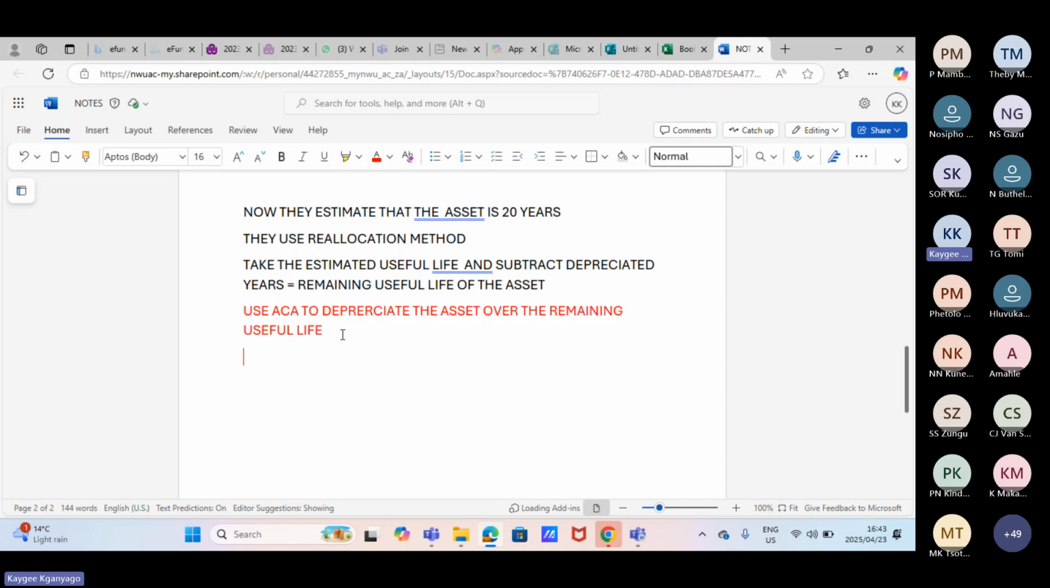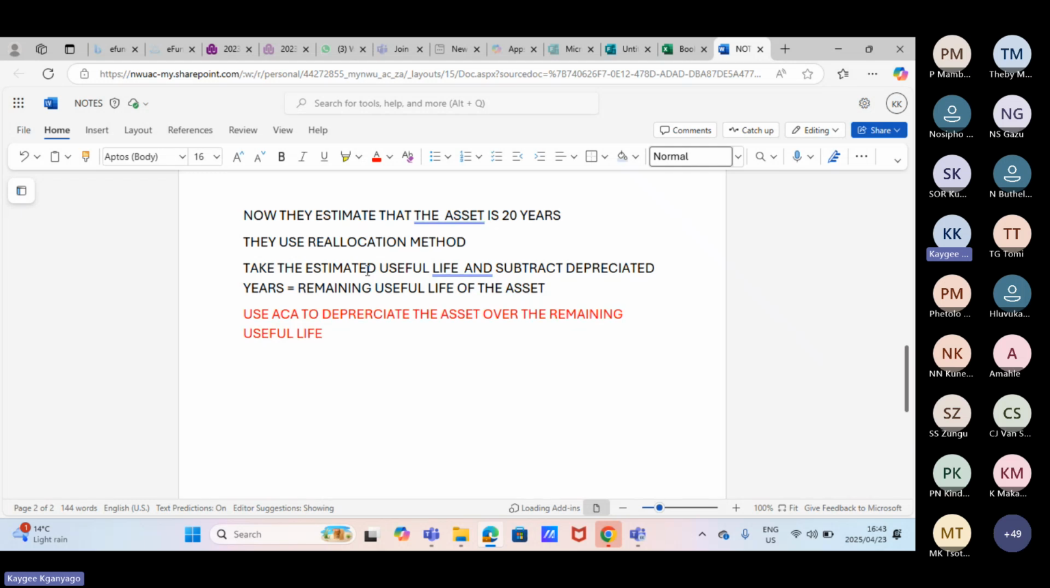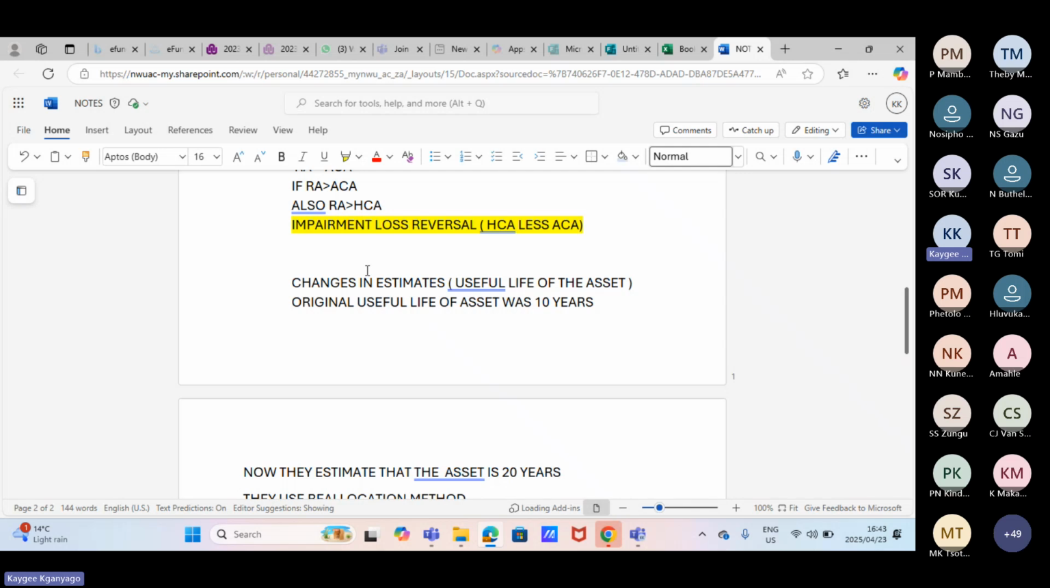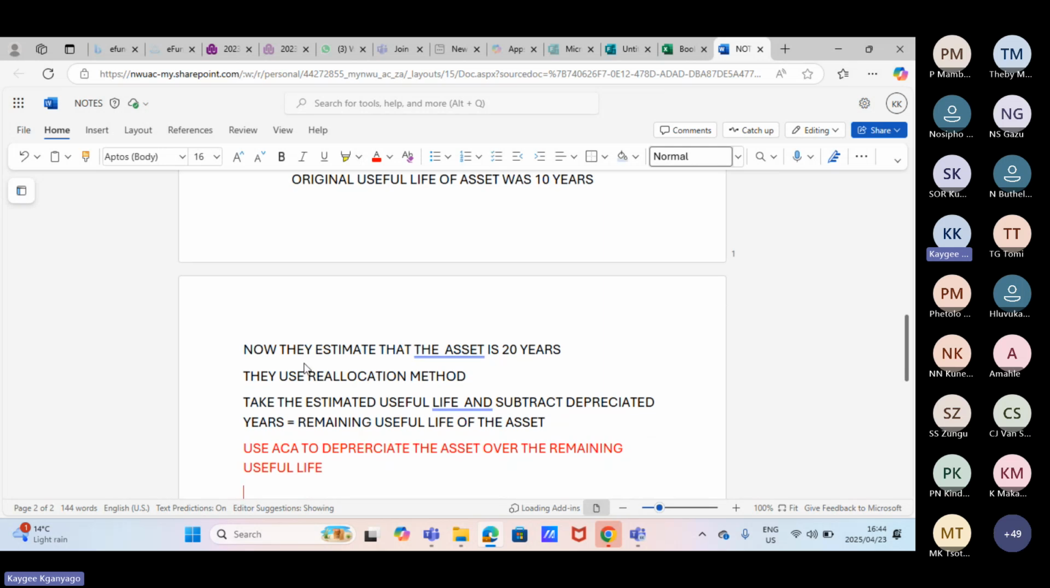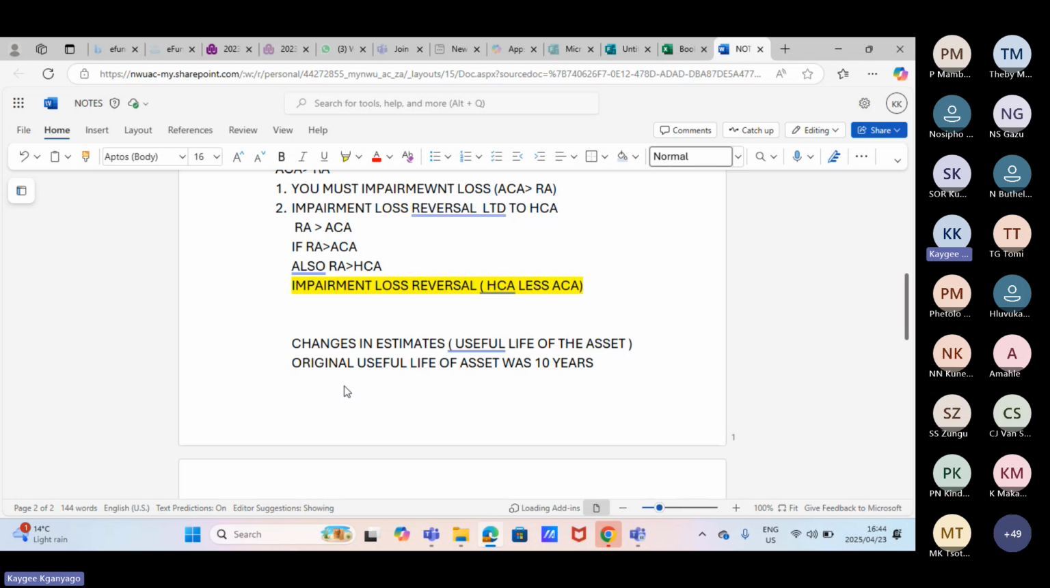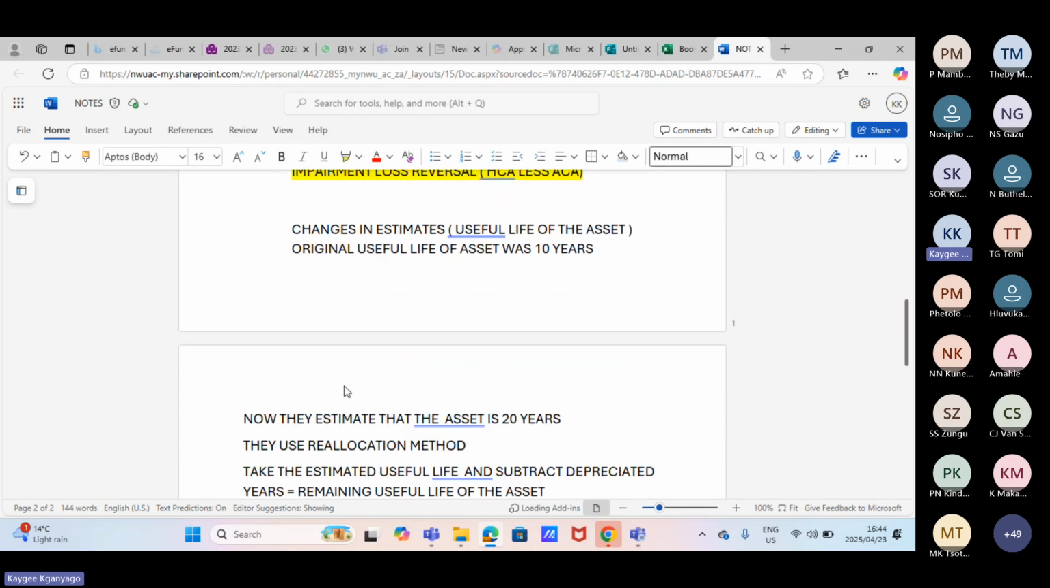So the catch-up method. Here, they say you must adjust the carrying amount as if the new estimate was used in the beginning. Let me go back to this example. This asset was depreciating over the original useful life of 10 years. With the catch-up method, you start from where you purchased it, but you depreciate using the estimated useful life. You no longer determine the remaining useful life here. You take the asset cost over the estimated useful life. I don't know if you get me.